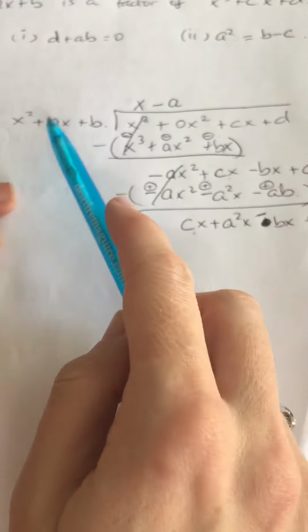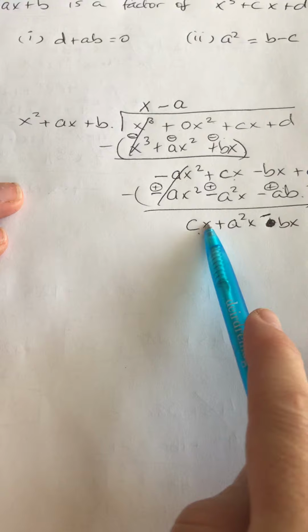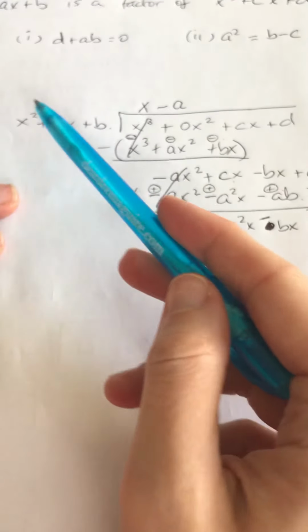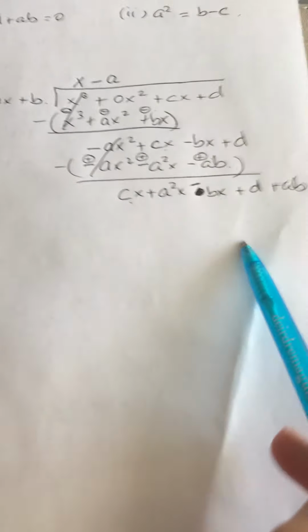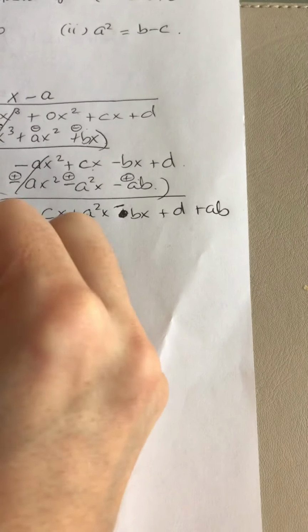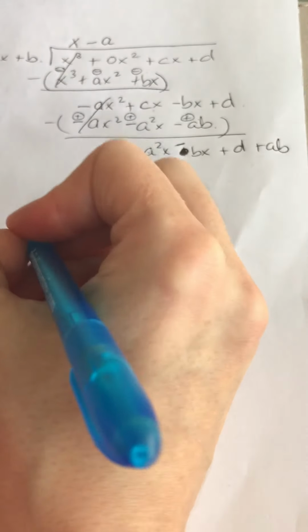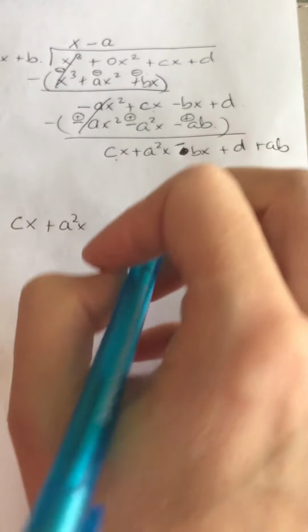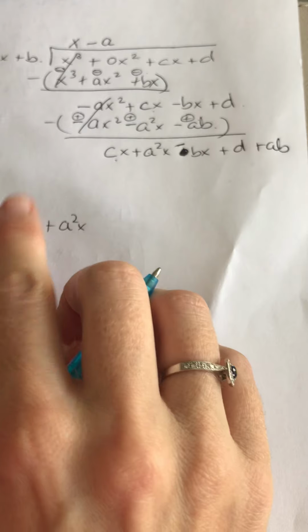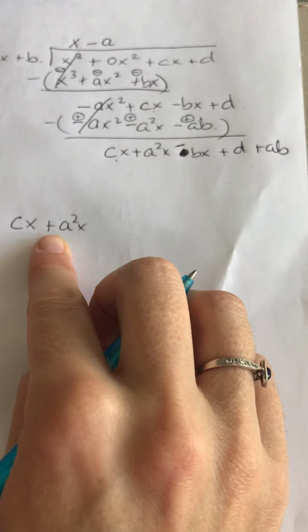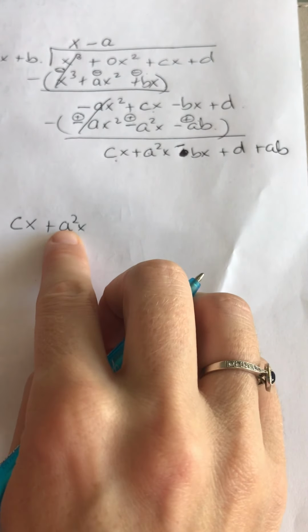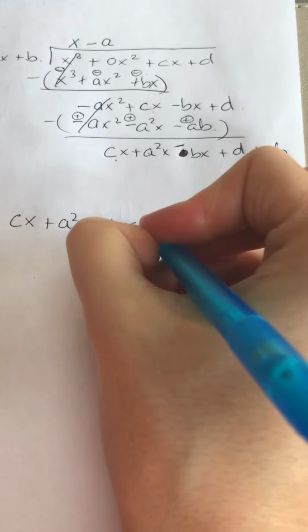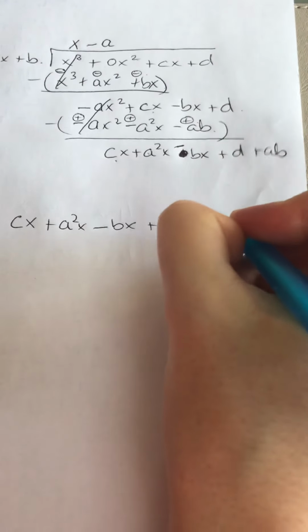And go again. What do I multiply x squared by to give me an x? Oh, I can't do that. So if it's a factor, it divides in evenly, remainder 0. So this is actually equal to 0. So cx plus a squared x minus bx plus d plus ab is equal to 0.